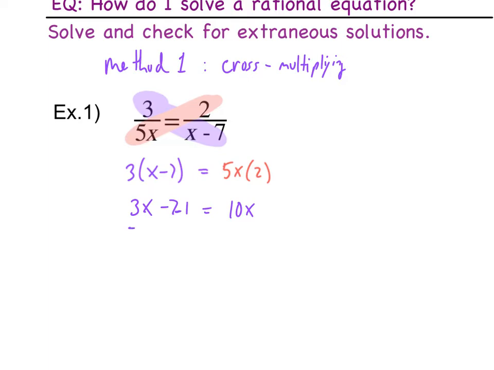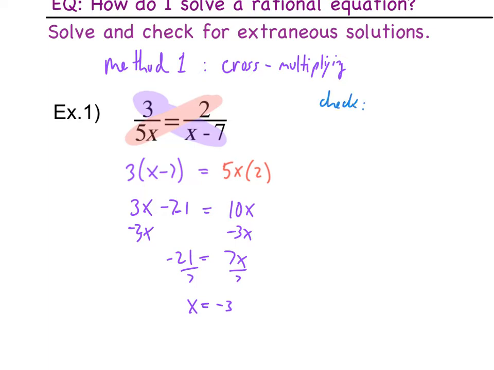I'm going to go ahead and solve this. I'm going to subtract 3x from both sides. That'll give me negative 21 equals 7x. And then divide by 7. So x equals negative 3. So pretty simple. I'm going to go ahead and check that. Always want to make sure.